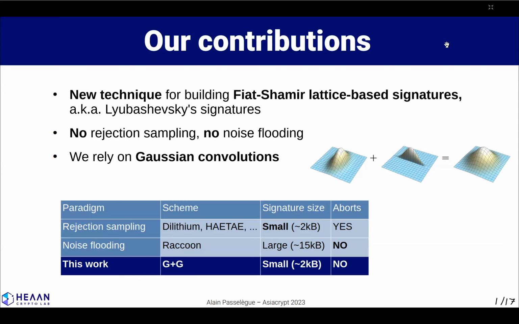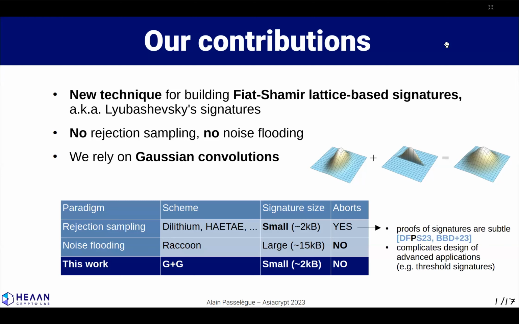So in this paper, what we provide is a new technique for providing security, and the technique is actually Gaussian convolutions, and we don't rely either on rejection sampling or on noise splitting. So in the end, what we get is a signature that is as small as the best signatures based on rejection sampling, and we don't rely on it.